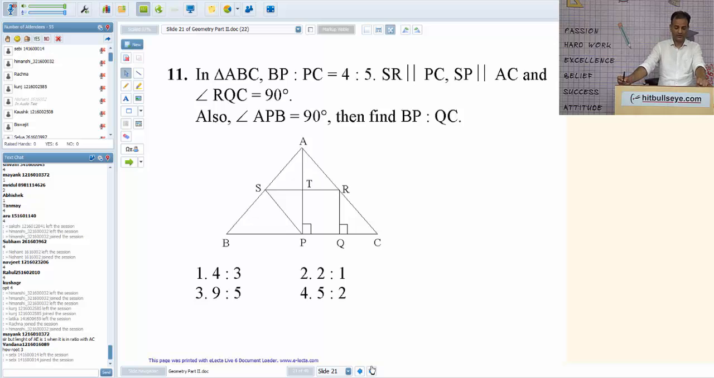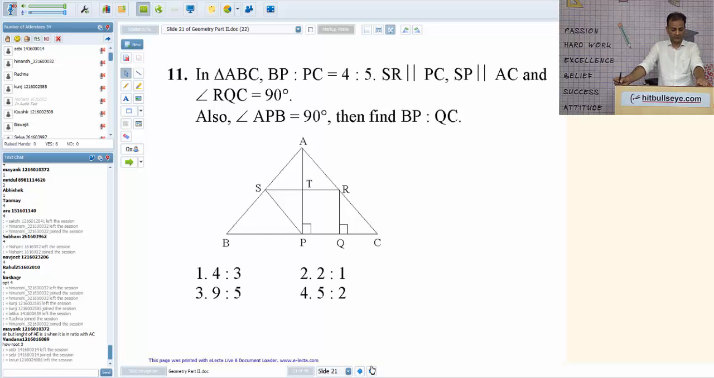Some students, see the 11th question. These types of questions you can always find in the CAT exam. Very common question. In the last 10-12 years you can find 5-6 such questions. It seems to be very tricky, but the questions are very easy. Again, property of similar triangles. We have to see the same ratios. Our main focus is that we have to find the ratio BP to QC.